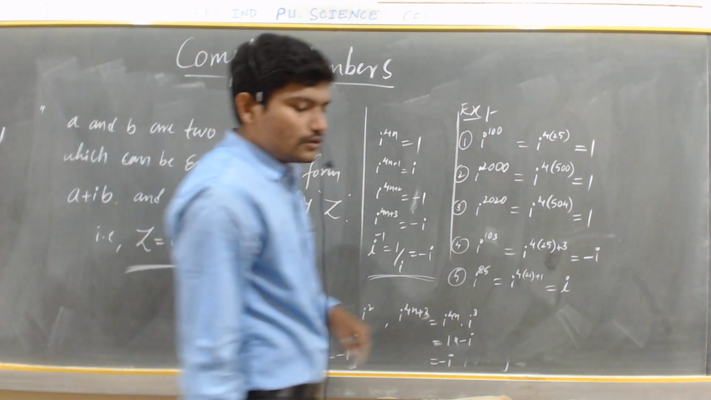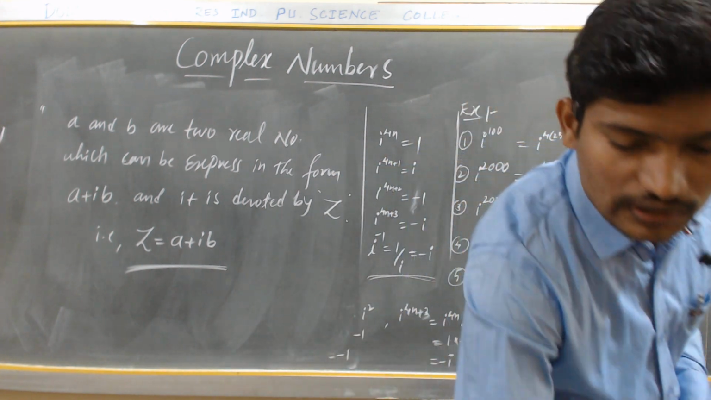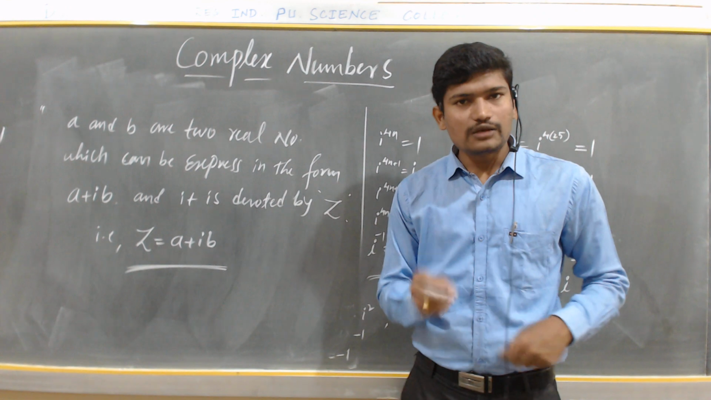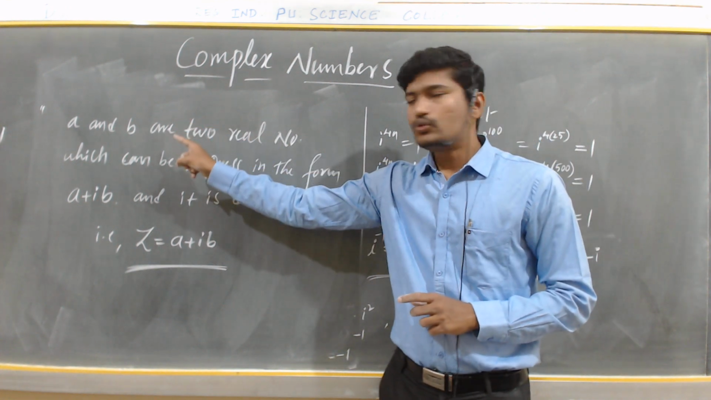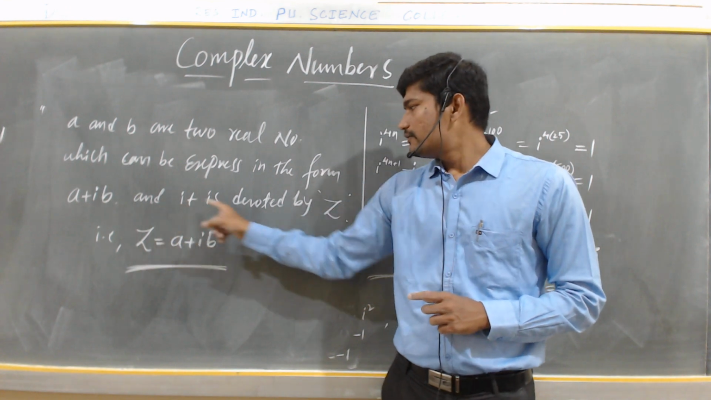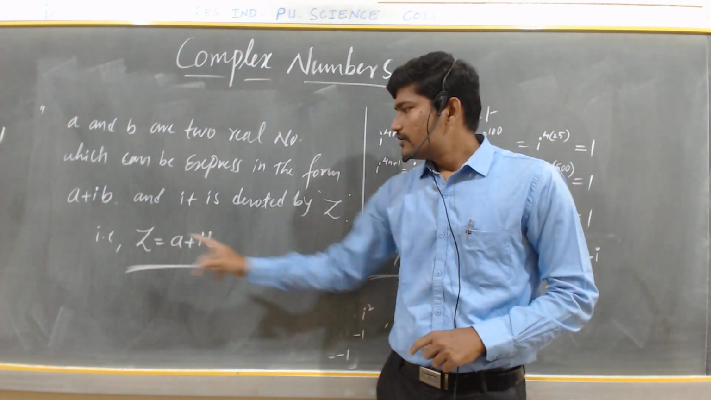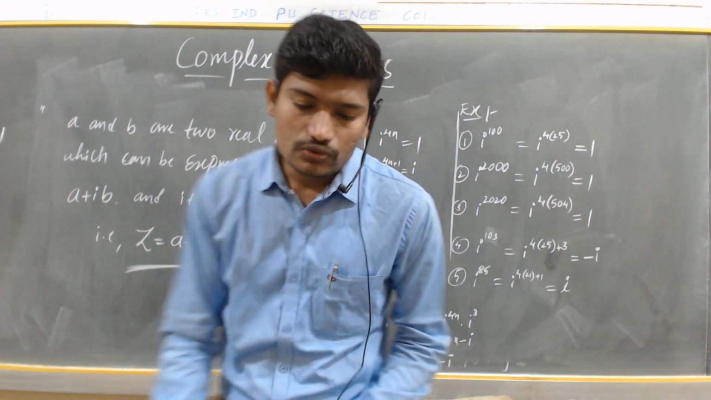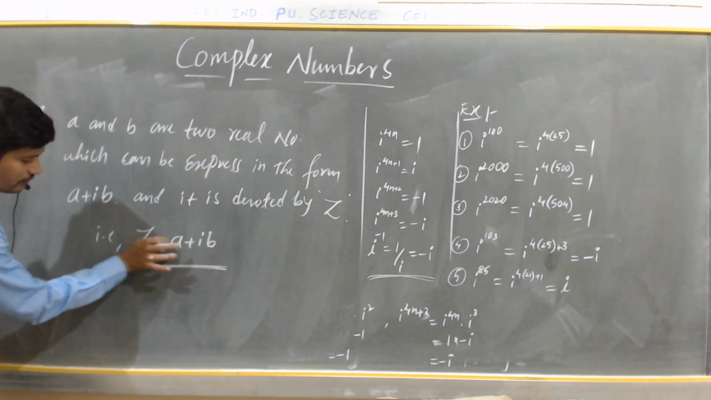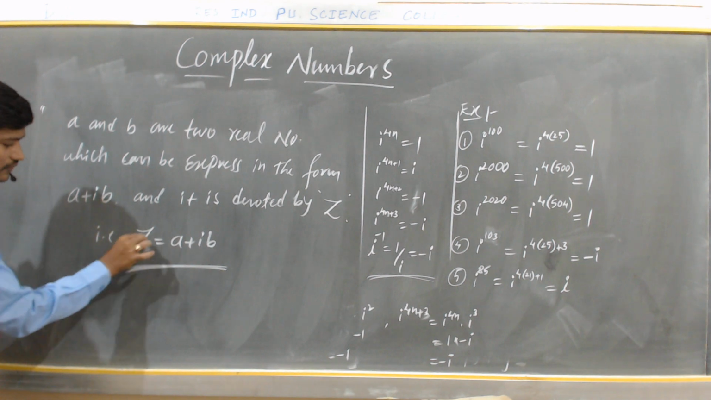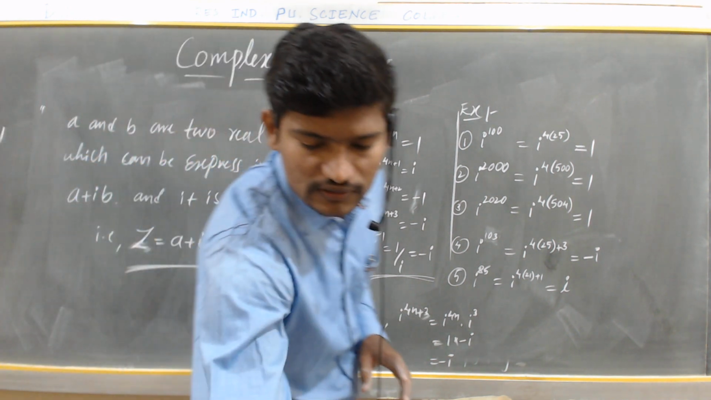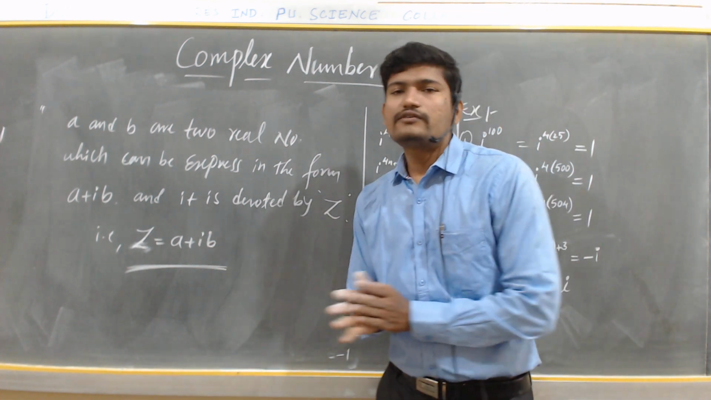Okay, dear students, this is your definition of a complex number. So a and b are two real numbers which can be expressed in the form a plus ib, and it is denoted by capital letter Z. Z equal to a plus ib. So if you express in this form, we can call it a complex number.